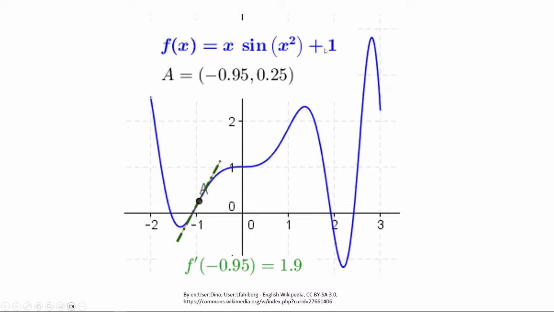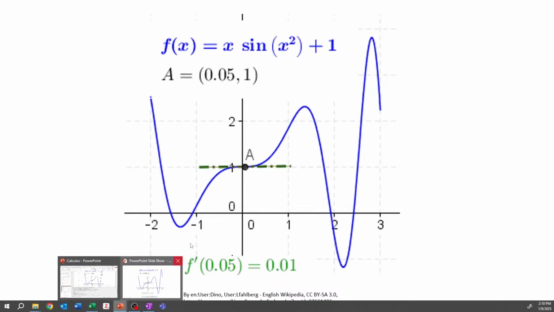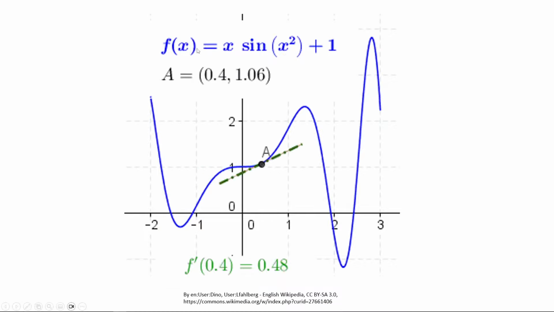If I integrated this function, you know what I will get? I will get the area under this curve. And this is the next part that I will be talking about. But if I differentiate this, I will get this. If you don't understand much, that's fine. I will repeat this again in the next lesson.